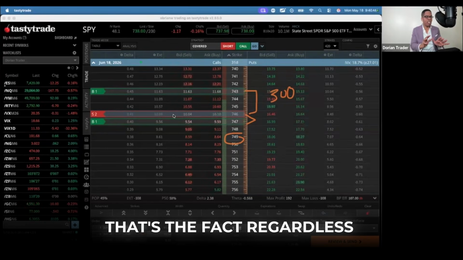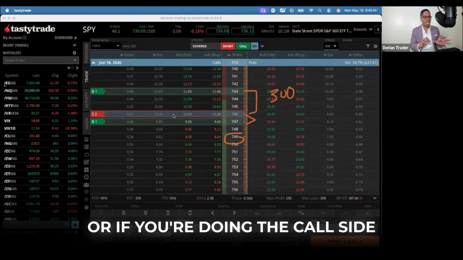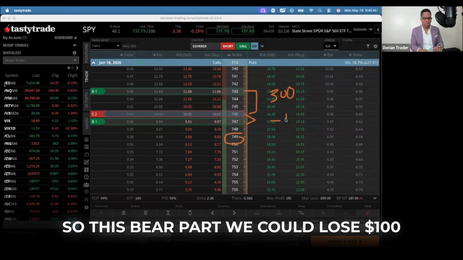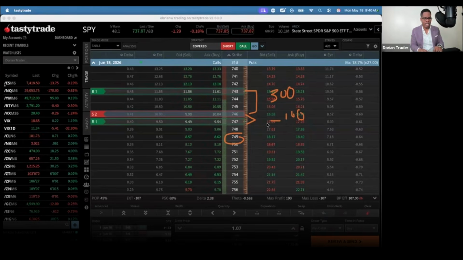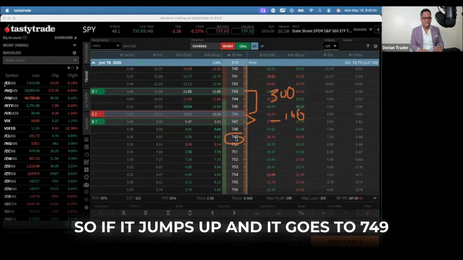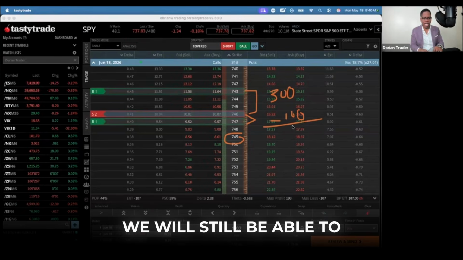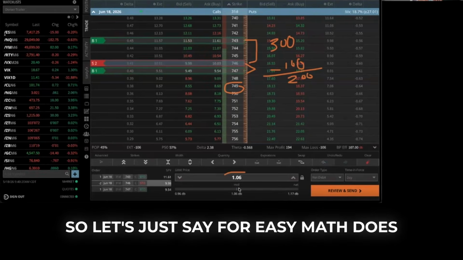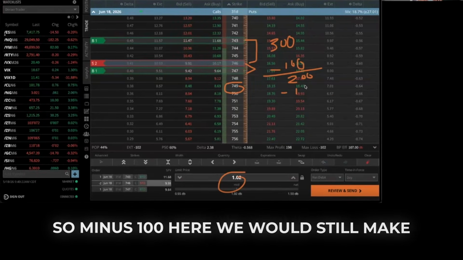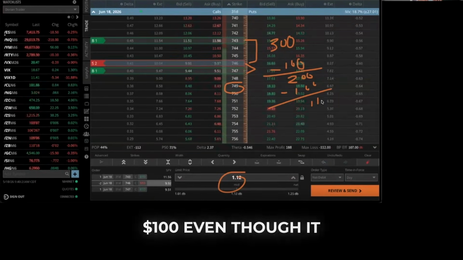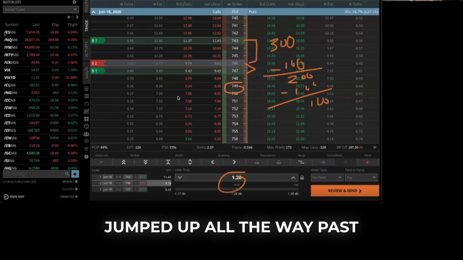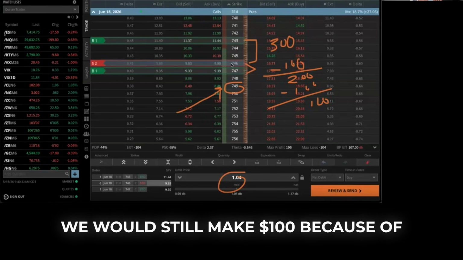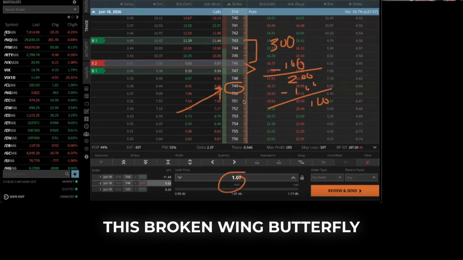That's the fact, regardless if you're doing the put side or if you're doing the call side. Obviously, we're showing the call side here. So this bear part, we could lose $100 because it's 1 point wide. So if it jumps up and it goes to 749, we will still be able to make 200 minus what we paid for the trade. So let's just say, for easy math, we paid $100. So minus 100 here, we would still make $100, even though it jumped up all the way past this long leg here and it went to 749.